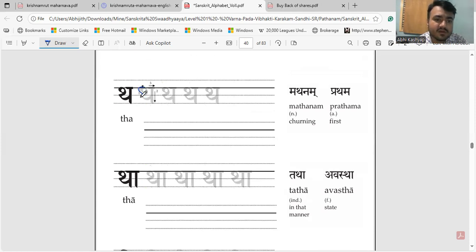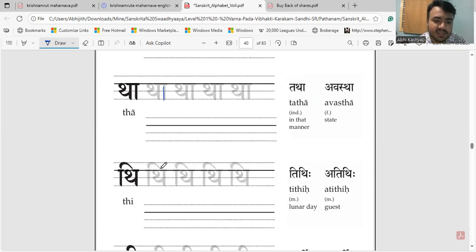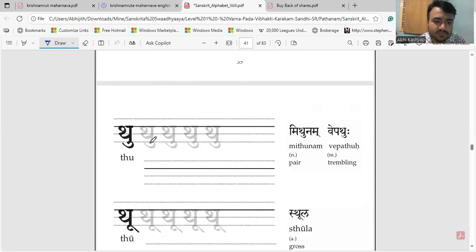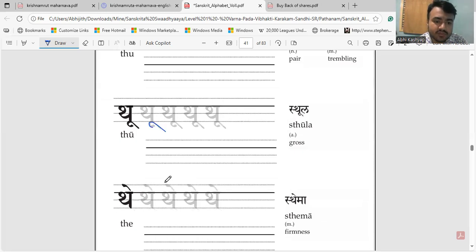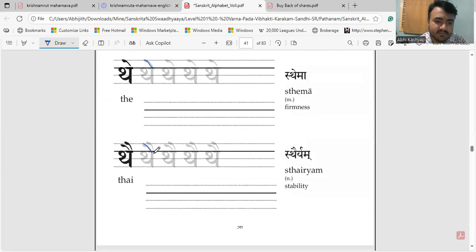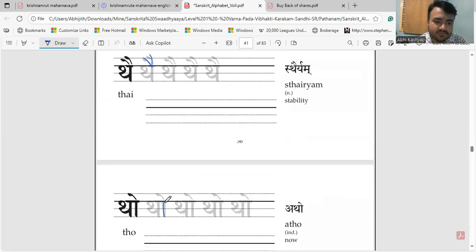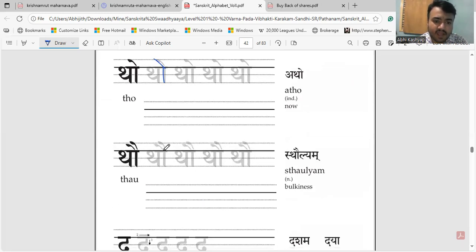Same for Mahaprana tha. Tha, thi, thi, thu, thu, the, thai, tho, thau.